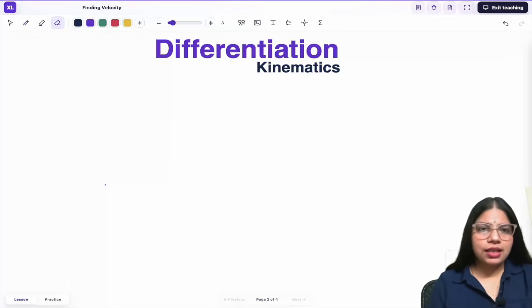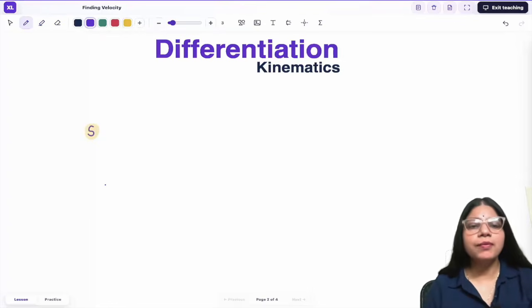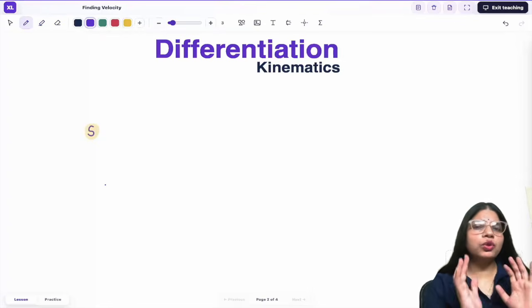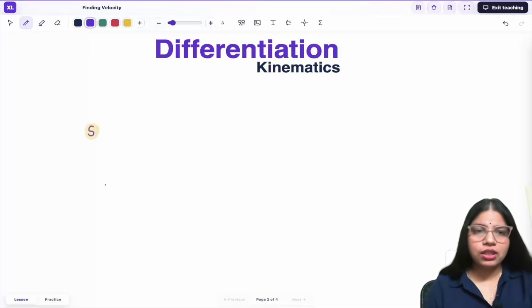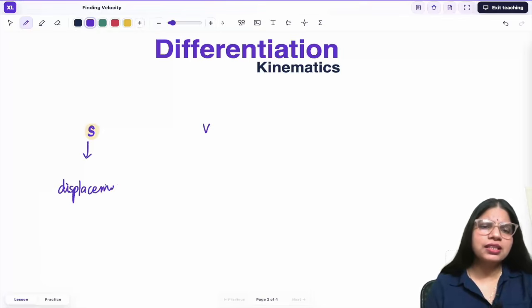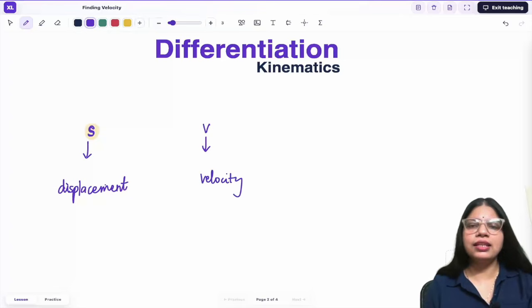So let's understand. We will use S. Generally students are confused about whether we use S or D for displacement. We use S. You will get the equation in S only. But it's quite connected with differentiation. So when you have S and you have to find V, S is nothing but the displacement. Displacement, distance, whatever they say, it is displacement, and V is nothing but velocity. And A is acceleration.